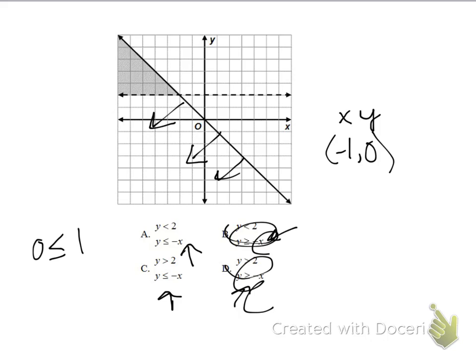Okay, now we know this dashed line is all going up. So if I plug 0, 0 into the equation, it should not be true because it's not covering my 0, 0 spot. So I put it in for A. Is 0 less than 2? It is. So my answer is A.